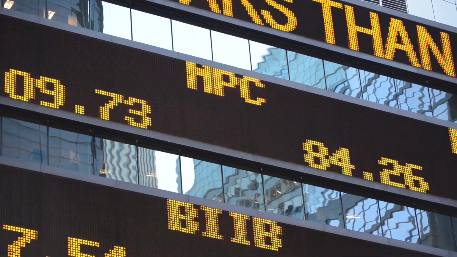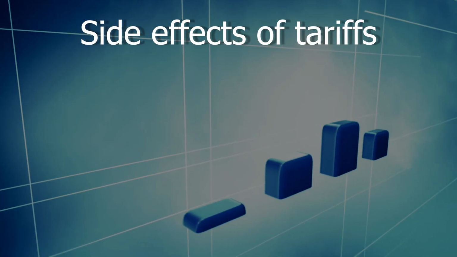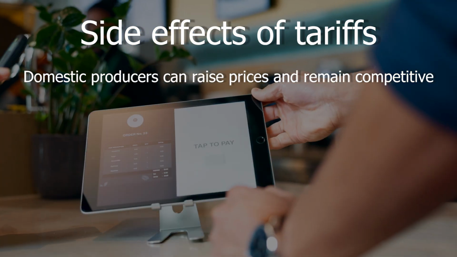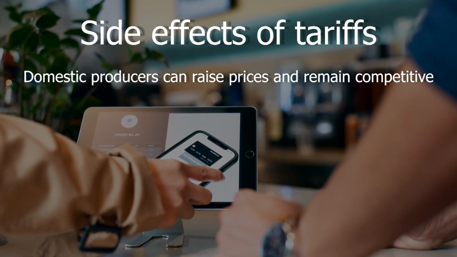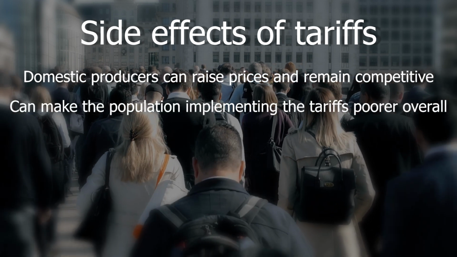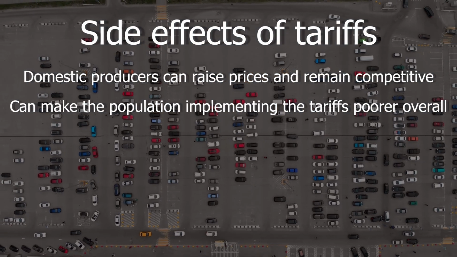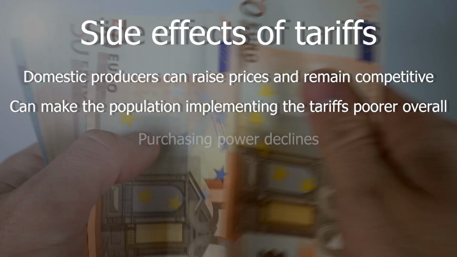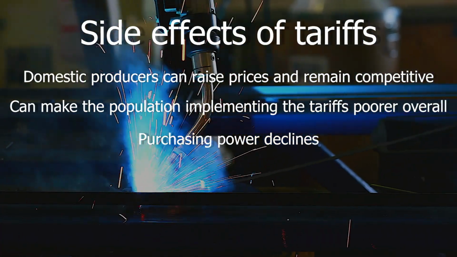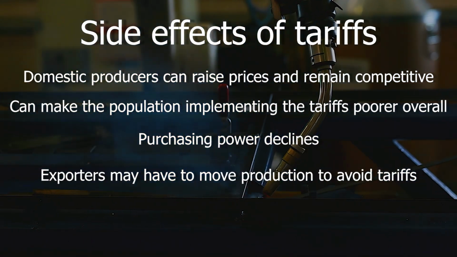The implementation of tariffs can come with other undesirable side effects. With foreign goods now being more expensive, domestic producers can raise their prices and still remain competitive, meaning consumers must spend more regardless of which product they pick. This makes the population of the country implementing the tariffs poorer overall. It also means that industries using domestic products as inputs see their purchasing power decline due to higher domestic prices. Furthermore, exporters may have to move production inside the country to avoid the extra tariff cost.